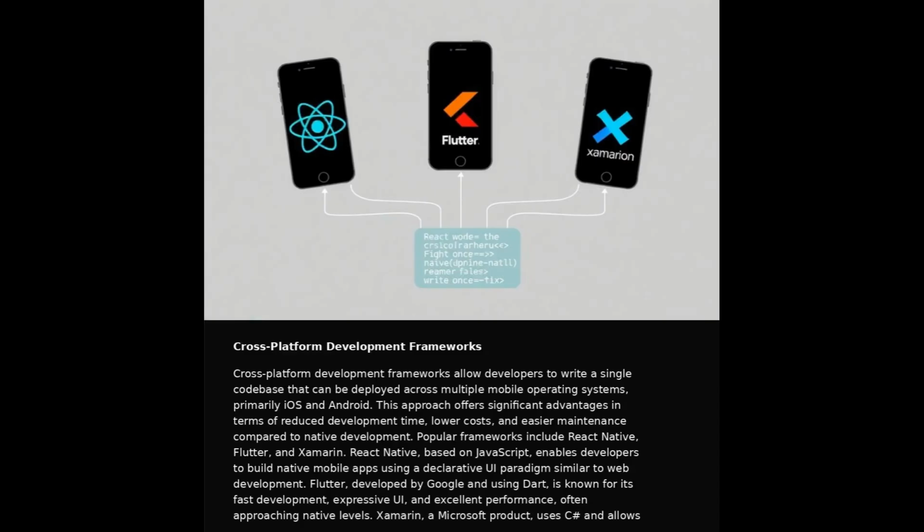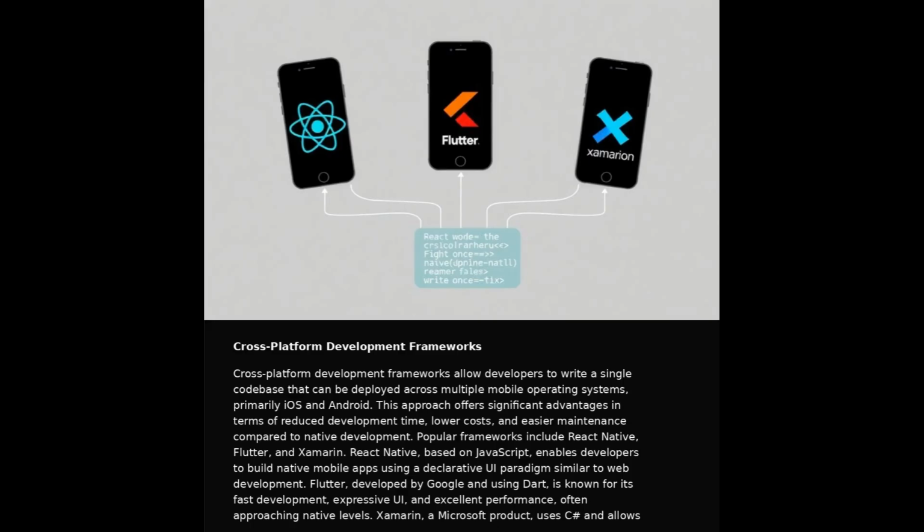Cross-platform development frameworks. Cross-platform development frameworks allow developers to write a single code base that can be deployed across multiple mobile operating systems, primarily iOS and Android. This approach offers significant advantages in terms of reduced development time, lower costs, and easier maintenance compared to native development. Popular frameworks include React Native, Flutter, and Xamarin.